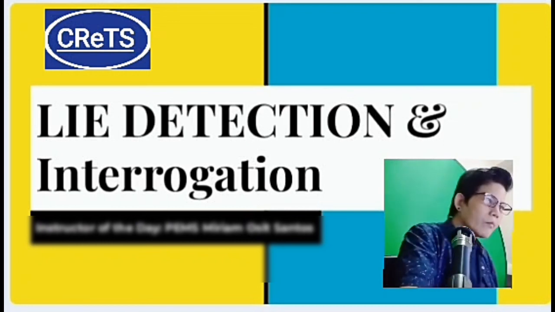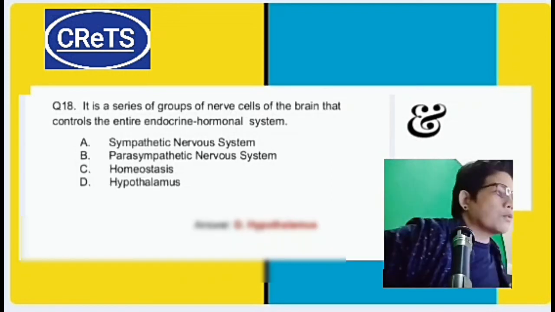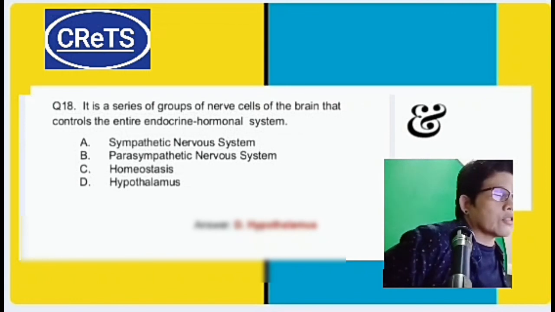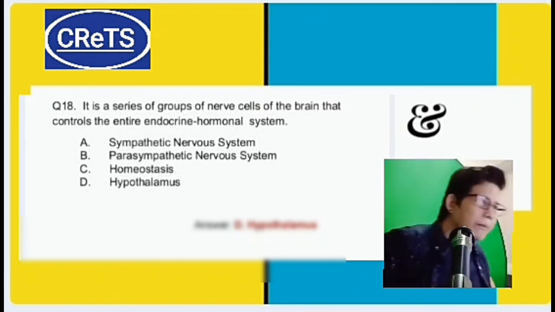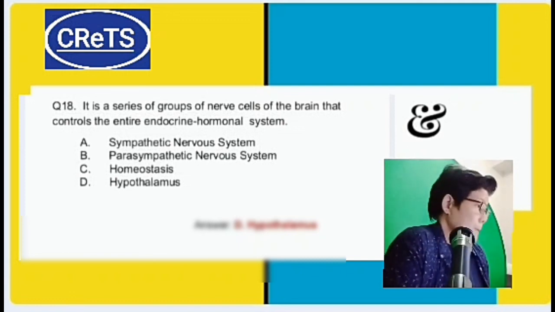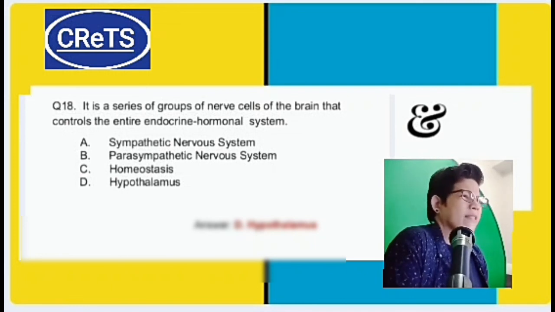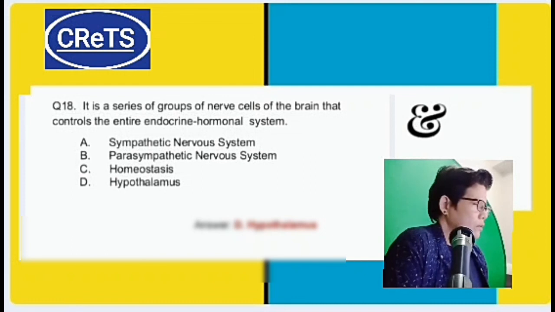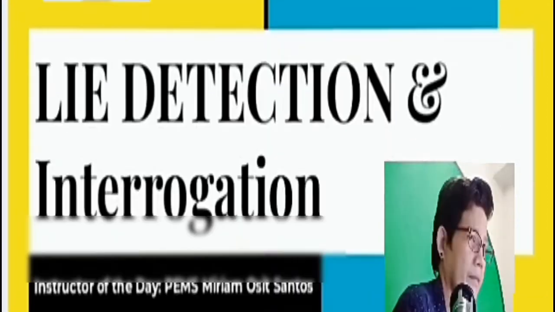Okay? Question 18: series of groups of nerve cells of the brain that controls the entire endocrine hormonal system. Okay, sagot. Try. Anyone? Ito daw ay serye at grupo ng nerve cells sa brain. Okay, that's it. Answer number 18 is hypothalamus.